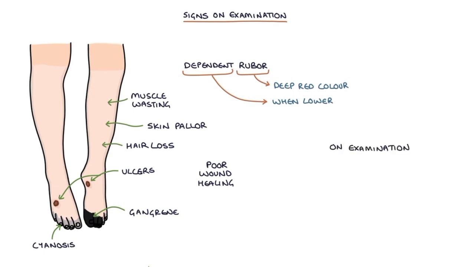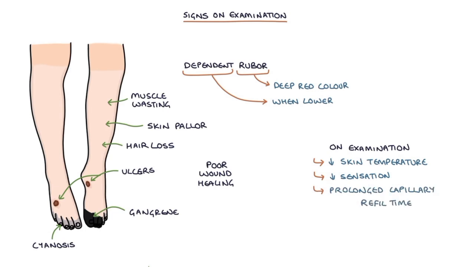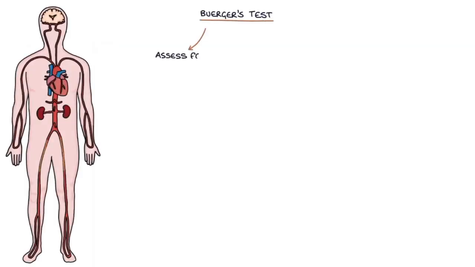On examination, there may be reduced skin temperature, reduced sensation to the skin, a prolonged capillary refill time of more than 2 seconds, and changes during Buerger's test. Let's talk in more detail about Buerger's test. Buerger's test is used to assess for peripheral arterial disease in the leg.